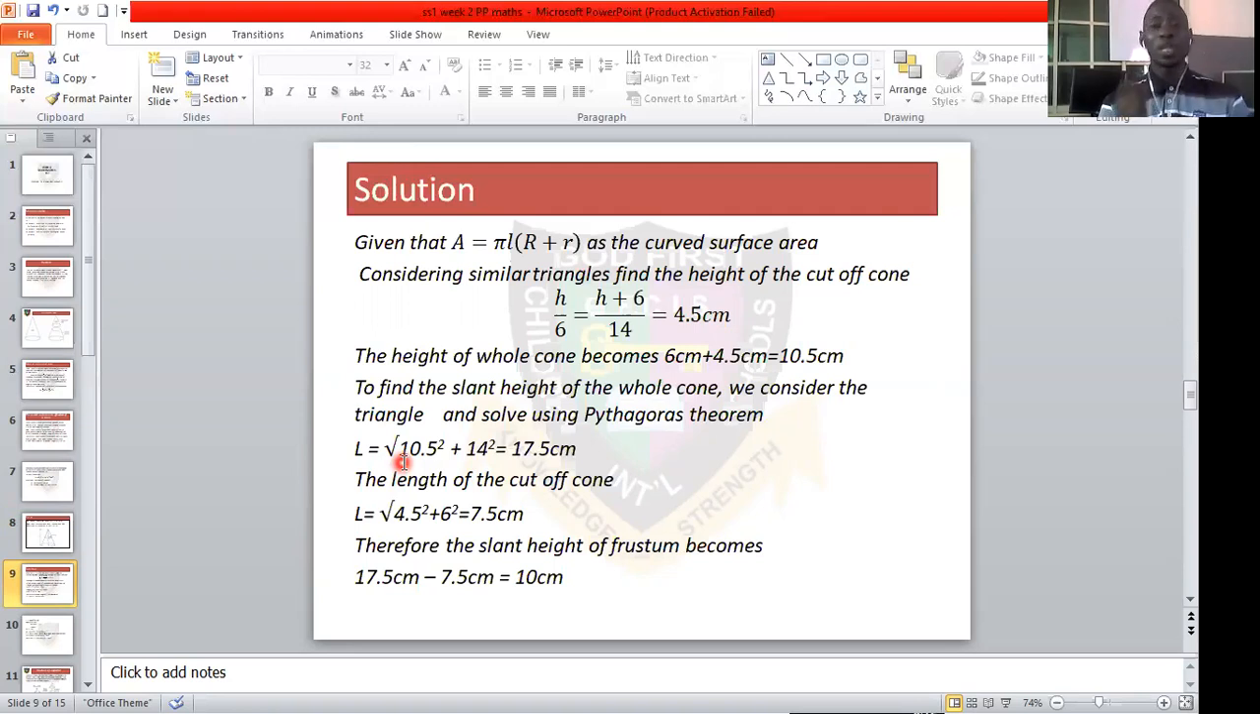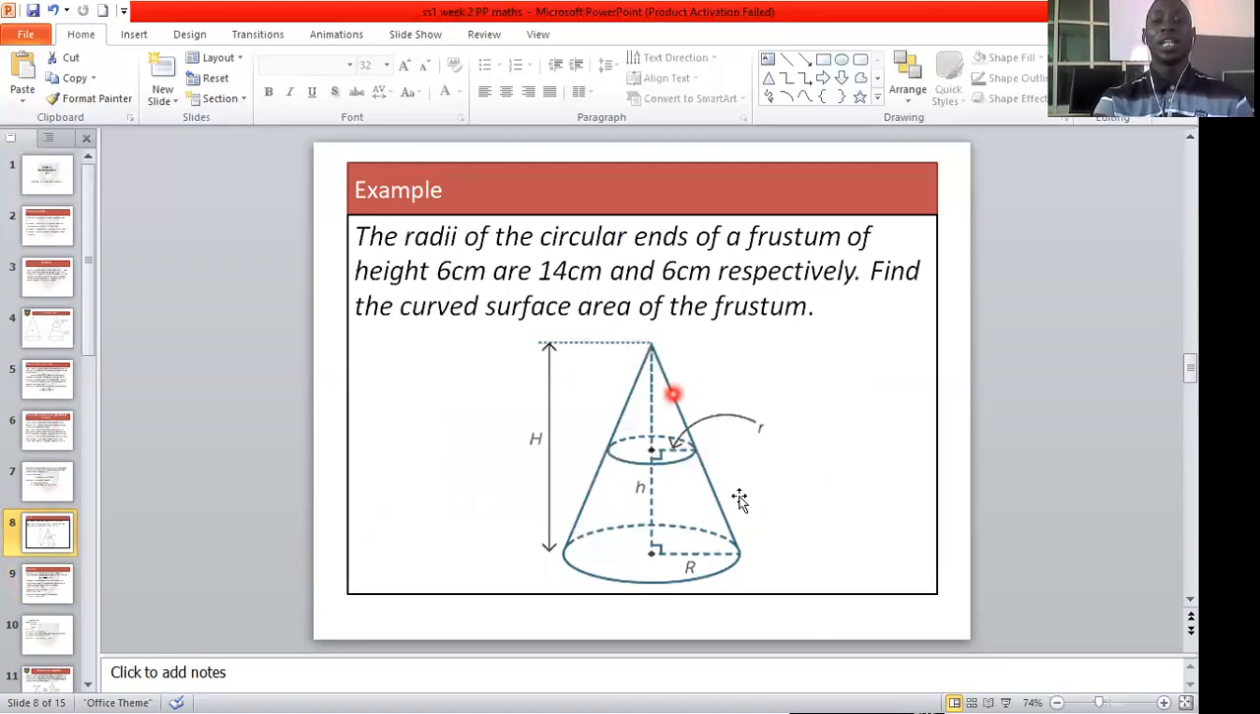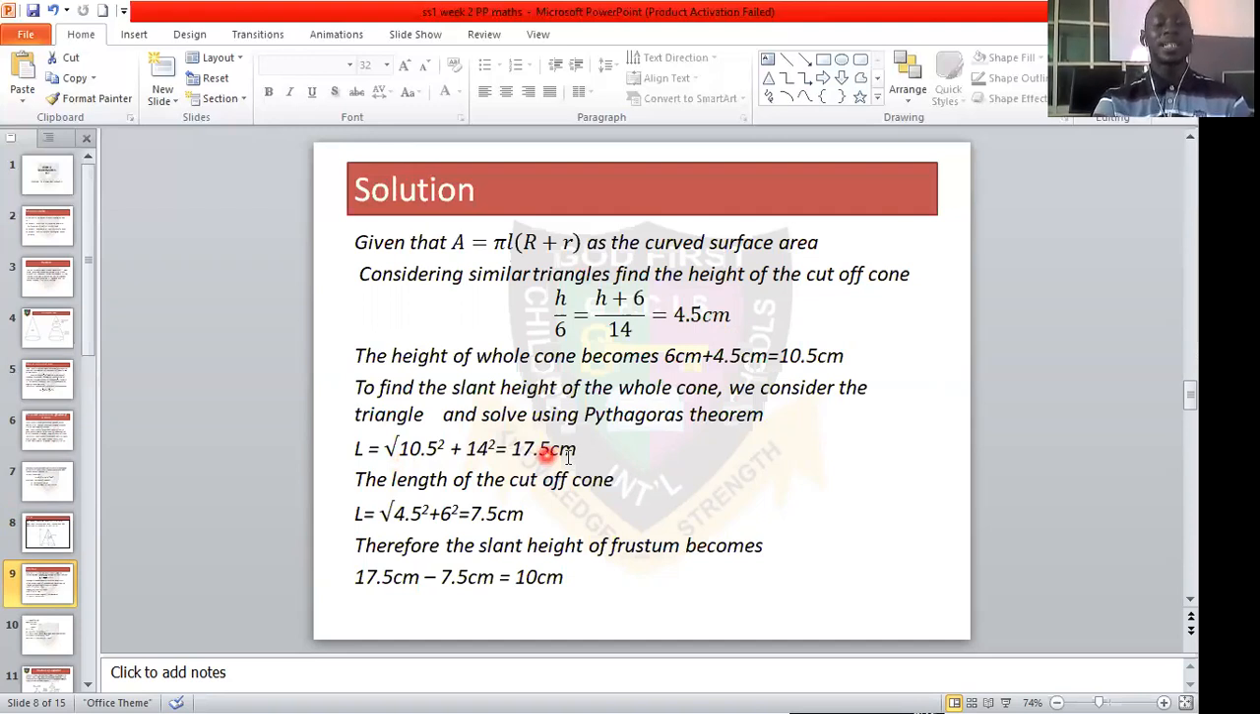I recap, using Pythagoras theorem, the slant height, the capital letter L, will give you opposite square plus adjacent square. The opposite square is 10.5, and adjacent square is 14 centimeter. So if you insert it in the formula of Pythagoras theorem, you will get your L to be 17.5.